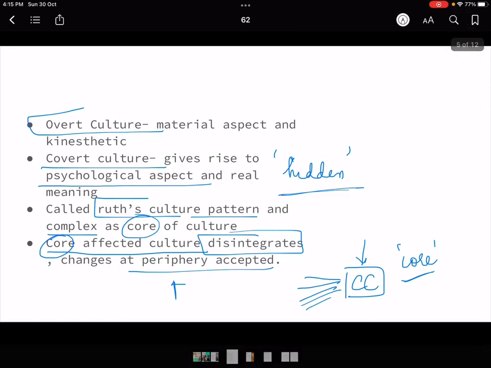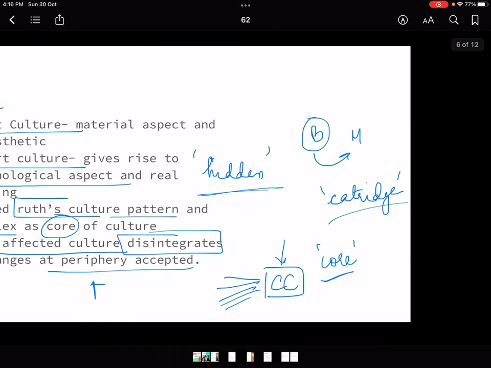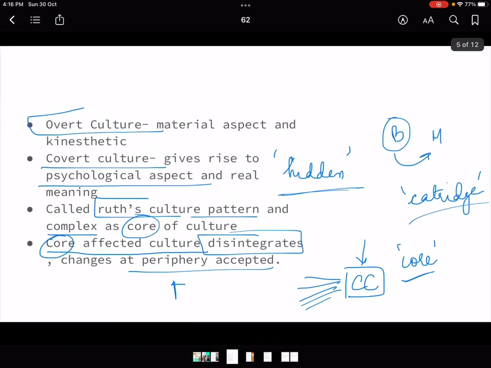Just for example, when the British came to India, right? Whatever changes they brought at the periphery were accepted. But for example, the mutiny of 1857, when there was an attack on the core principles, like the cartridge that they had to bite off with the mouth, right? It was believed that it had both some part of pig and beef, right? So it was not accepted by either religion, Hindu or Muslim, right? So if you attack the core parts, then the culture is going to disintegrate, there is bound to be conflict, but at the periphery it is accepted, right?